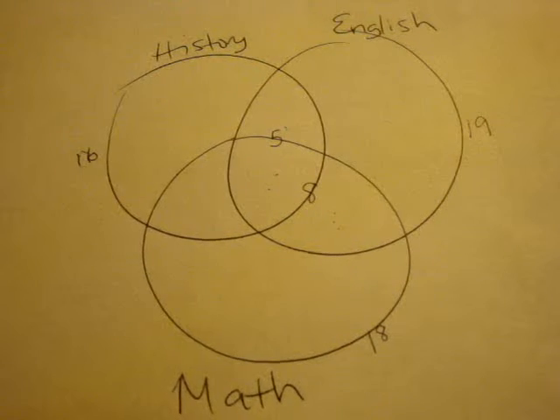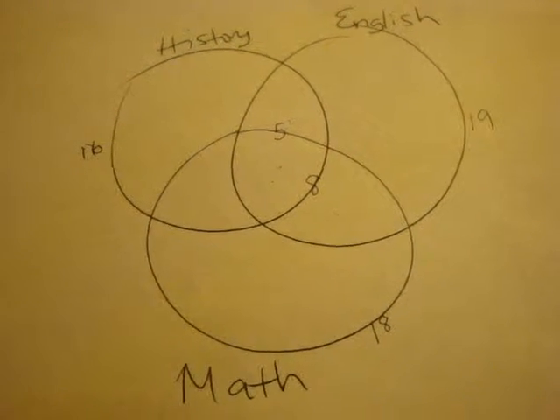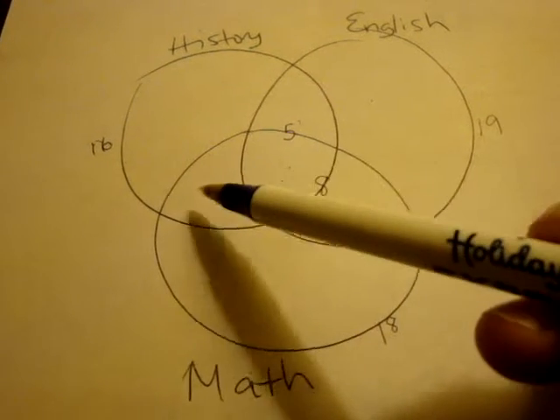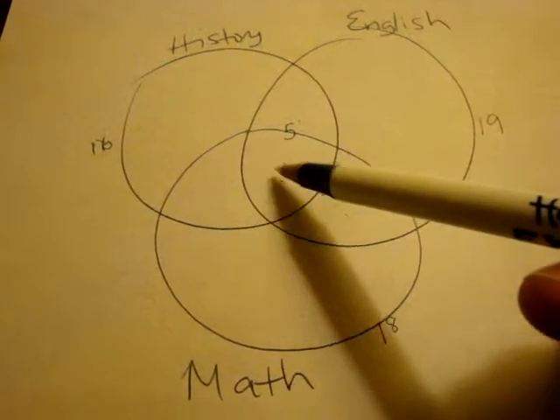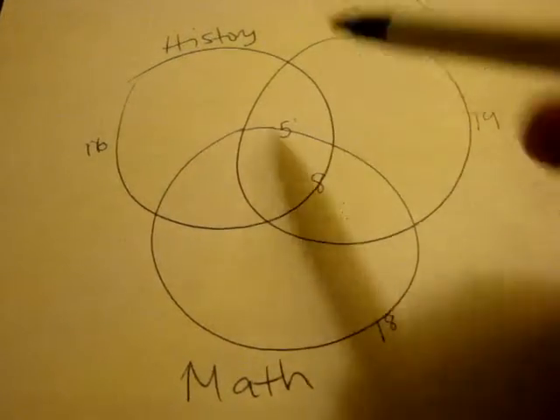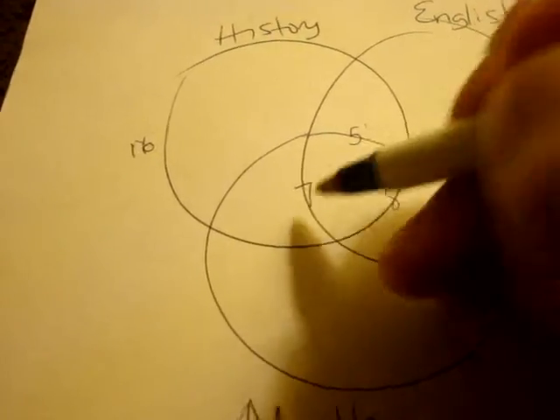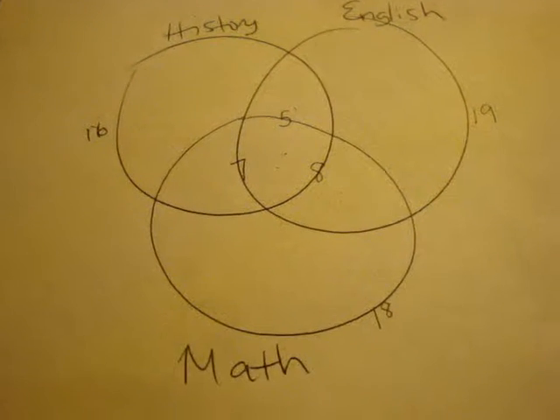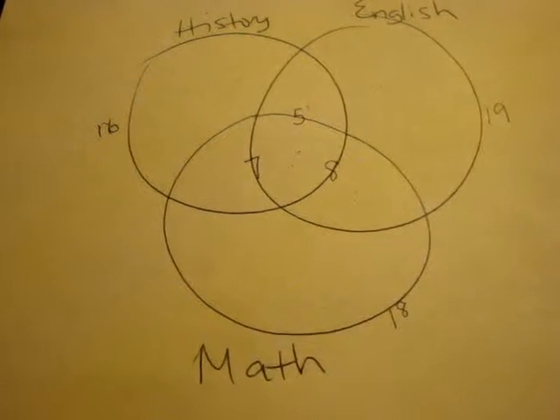The next thing says 7 students liked history and math. History and math's overlap would be right here. Again, I'm not sure whether it's this section, or some of both. So what I do is I write the 7 right here on the line, just kind of to help me out. And then it says 3 students liked all 3 subjects.